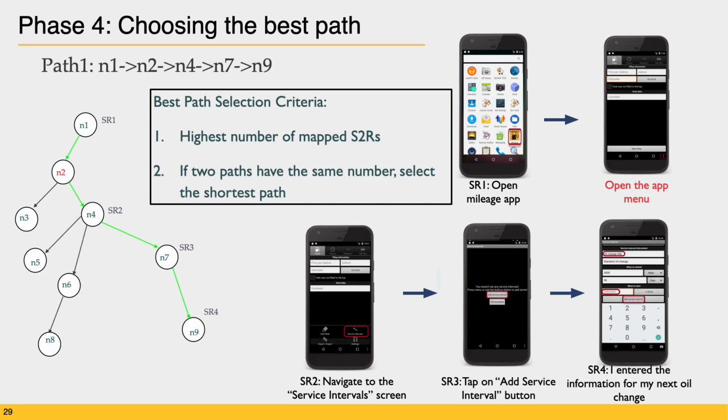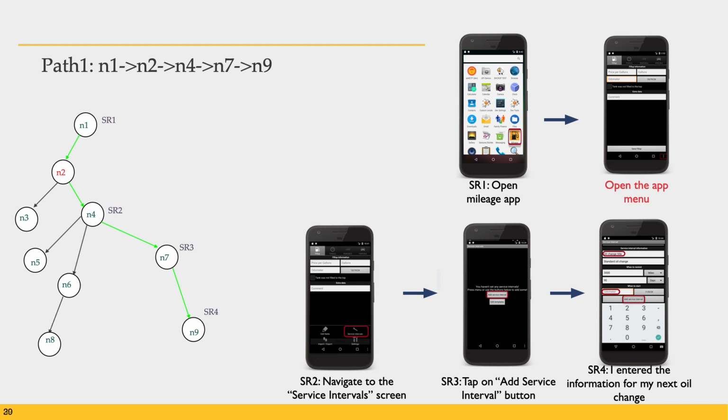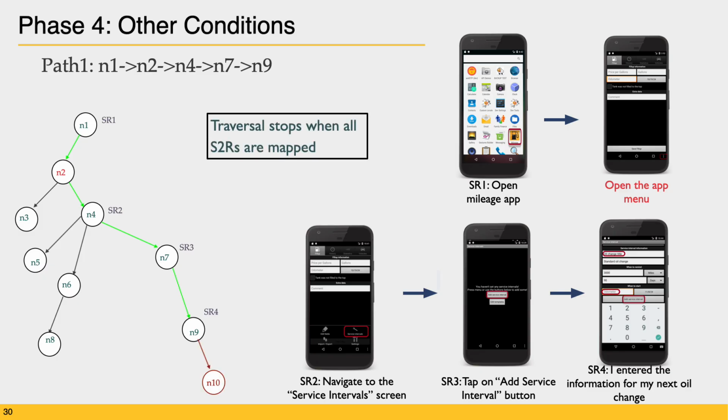We have used multiple criteria to select the best path. We prioritize the highest number of mapped S2Rs in a DFS path. If two paths have the same number, we select the shortest path because we will have fewer missing steps. In a DFS path, we do not need to traverse the entire graph. The traversal stops when all S2Rs are mapped. For example, the last S2R in this example is mapped to node N9. Therefore, our algorithm will not traverse to node N10.